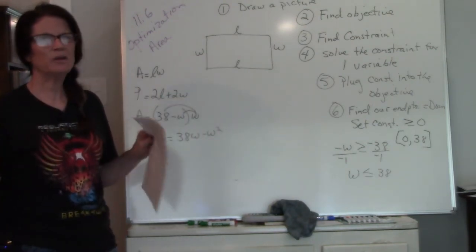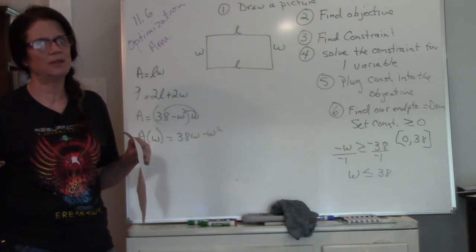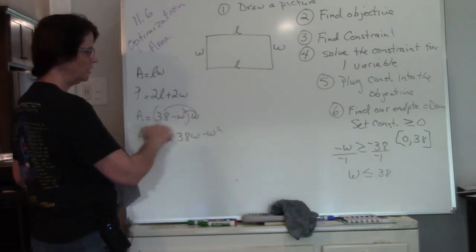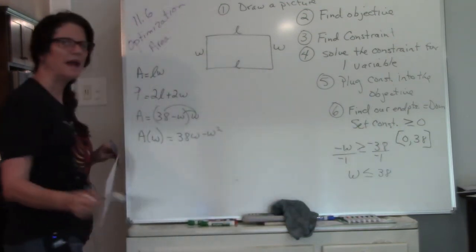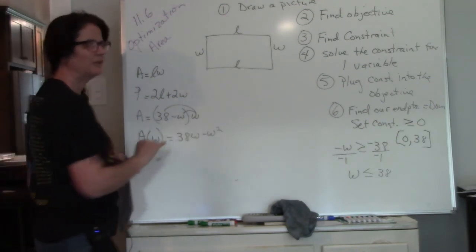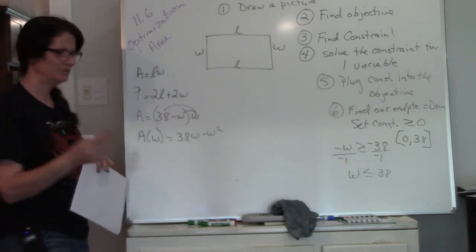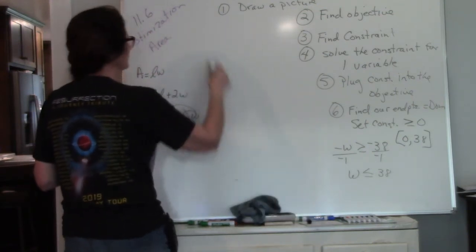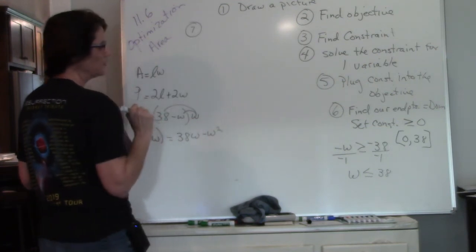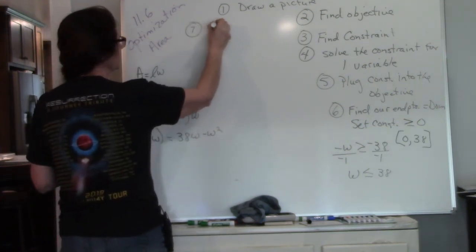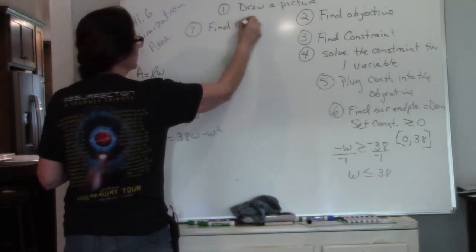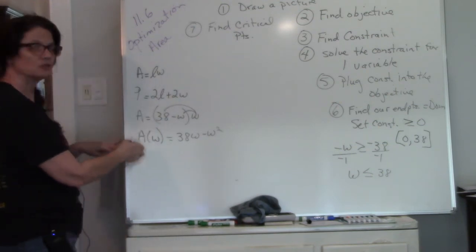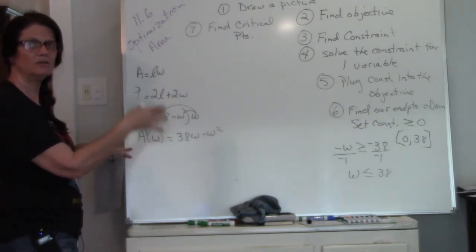Okay? So now we are right back to finding absolute max, absolute min. We have our original function, we have our endpoints. Now we're going to use our original function and find our critical points. So number 7, we're going to find critical points. How do you find critical points? You find your derivative, set the derivative to 0, and solve.